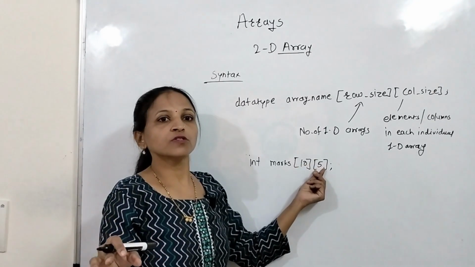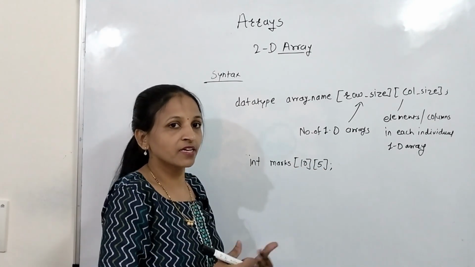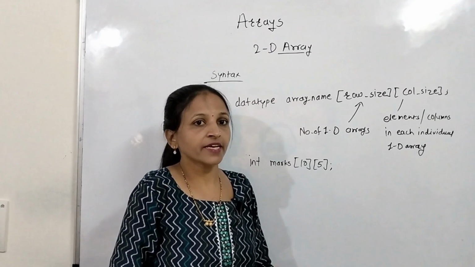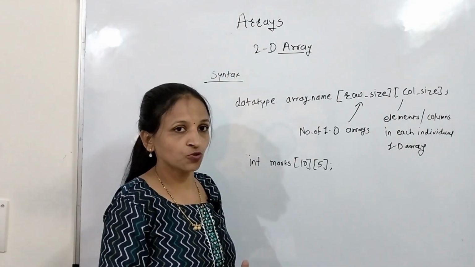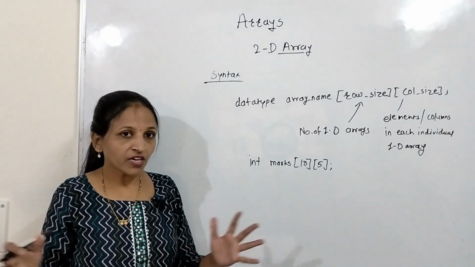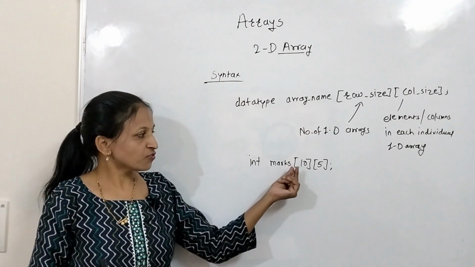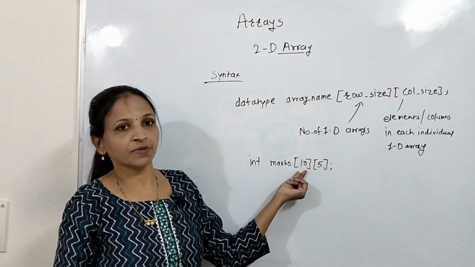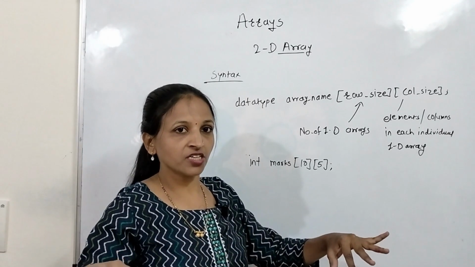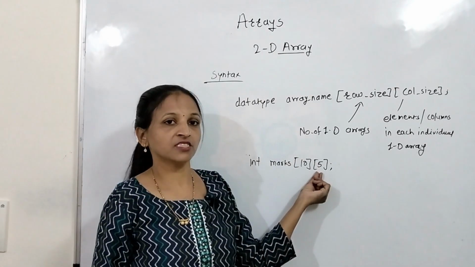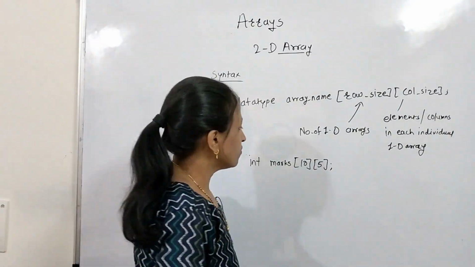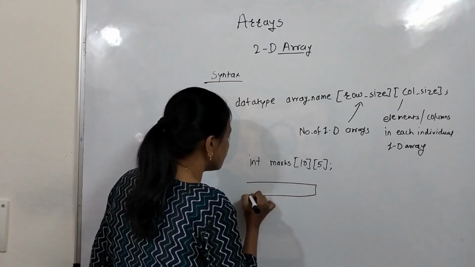The first array will have size 5, the second array will have size 5, the third array will have size 5. The first array will indicate the marks of the first student, the second array the marks of the second student, and so on up to the 10th array, which indicates the marks of the 10th student. We are grouping all these 10 arrays. That's why the first dimension, the number of one-dimensional arrays, that is the row size, is 10, and each individual array has 5 elements in it, so the column size will be 5 here. Now see how the internal structure will be. Here the first array will have 5 elements in it.